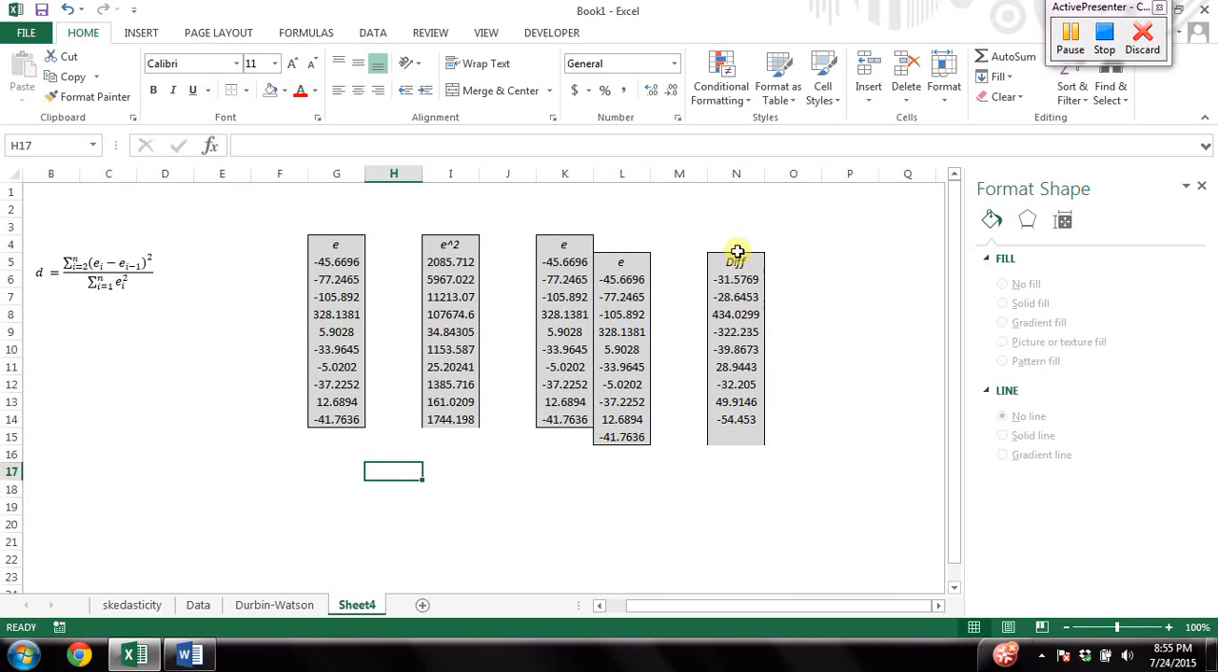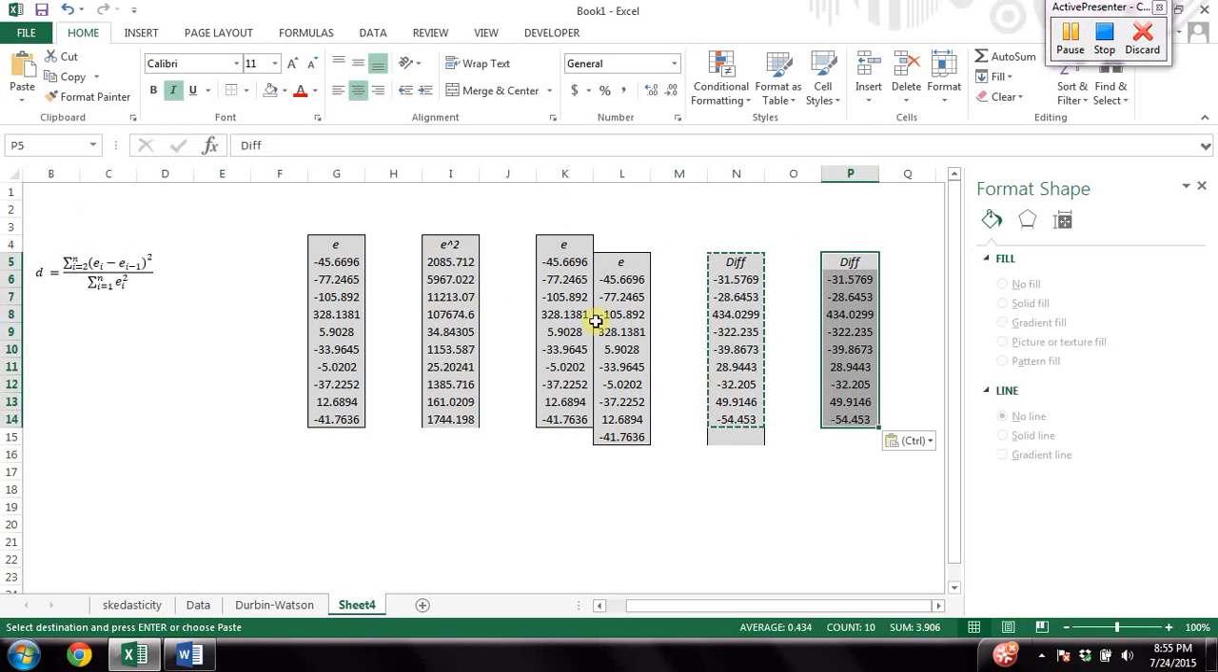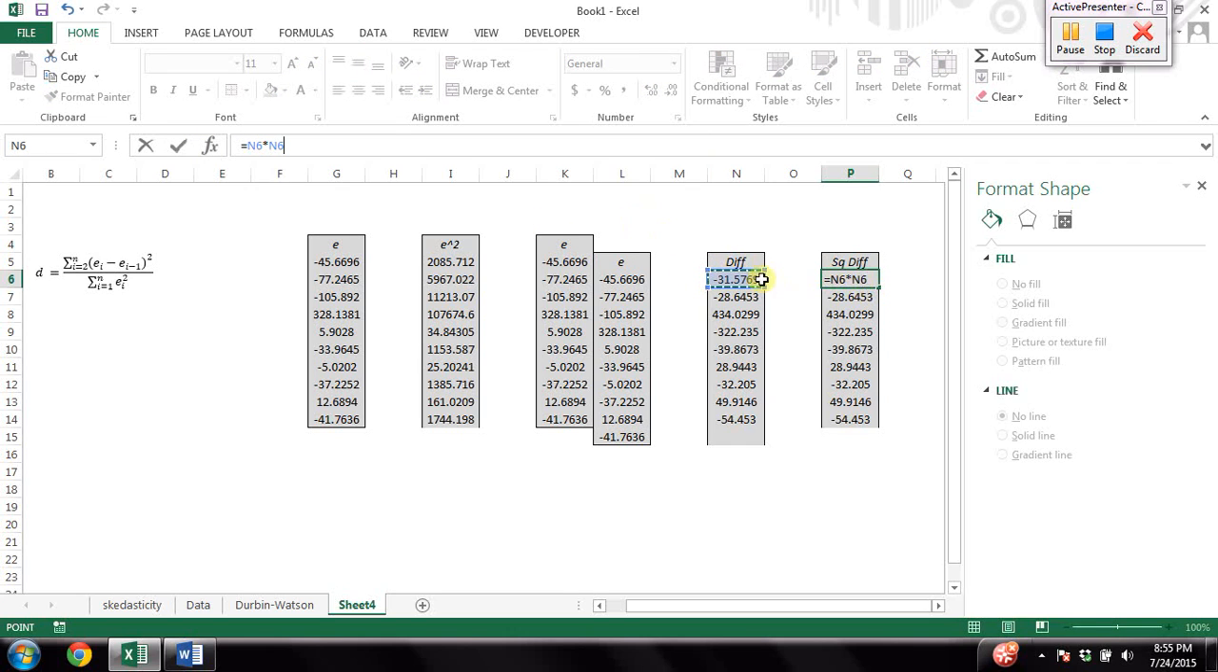Okay, next we have the differences. We have to have the squared differences. And this is just like anything else that we have squared. We simply type equals, click it twice. That means it's times itself, which is equivalent to squared. And drag this down. Now we have all of the squared differences.